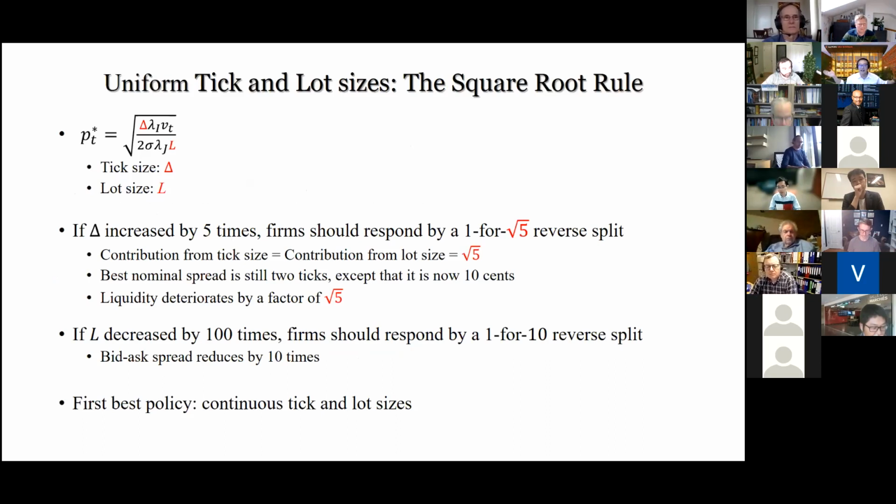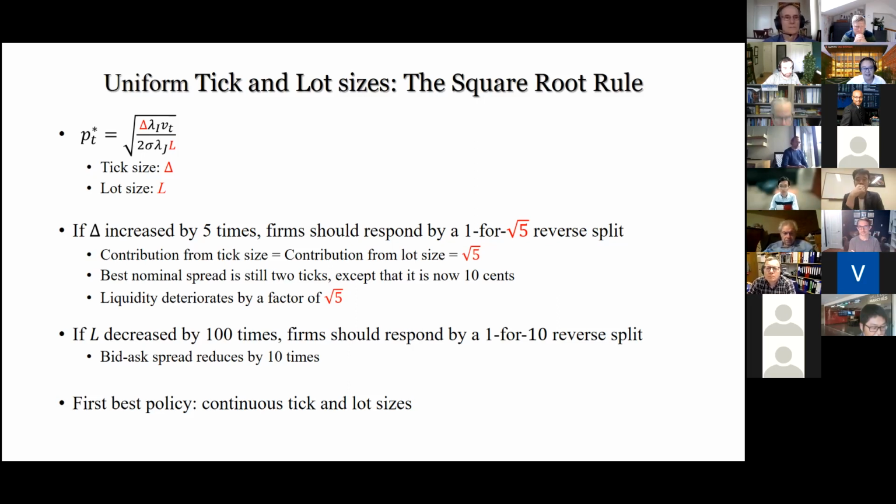There's an initiative. It did not go permanent, but it happened. If it went permanent, that's a different story. This is a story I want to show you. Suppose you're a firm. Let's say you, as regulator, permanently increase the tick size by 5 times. What should you do?